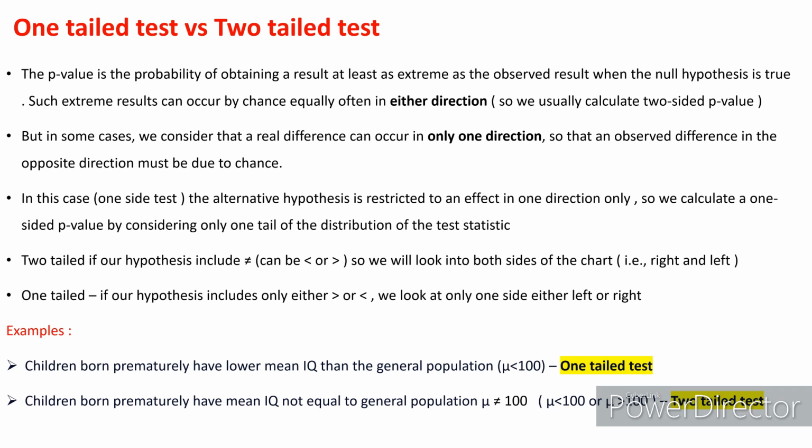Let's see some examples. Children born prematurely have a lower mean IQ than the general population. So we are very specific. We are telling that it's lower. So mu less than 100. So it is a one-tailed test. In the same example, if we say children born prematurely have a mean IQ not equal to the general population, or if we say there is some difference from the general population, that is mu not equal to 100. So it can be more or it can be less. In this case, we use a two-tailed test. Thank you.